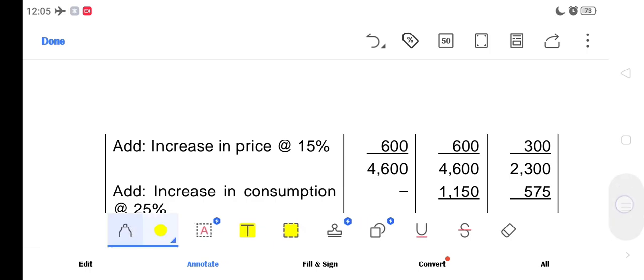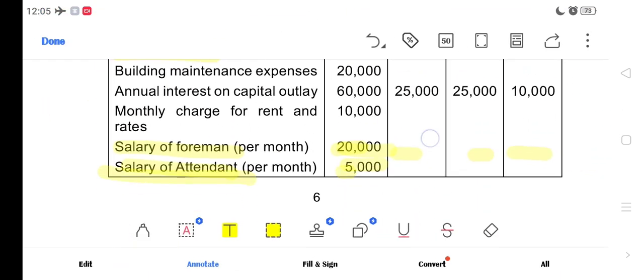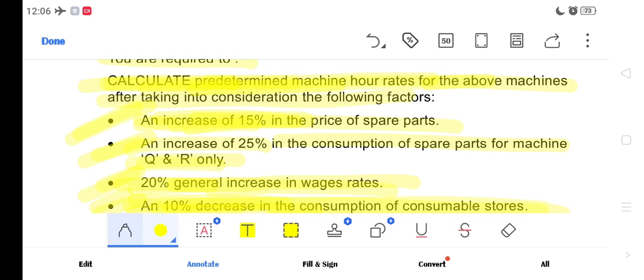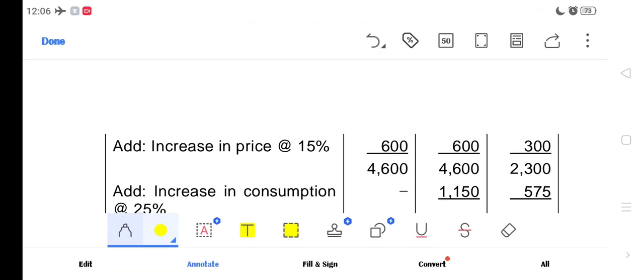Now here they say there are 2 points regarding spare parts that we have to keep in mind. What is that? One is an increase of 15% in the price of spare parts, and the consumption for Q and R is increased by 25%. Now let's take them one by one. First of all, we shall take the increased price. Okay, a 15% increase in price is there.